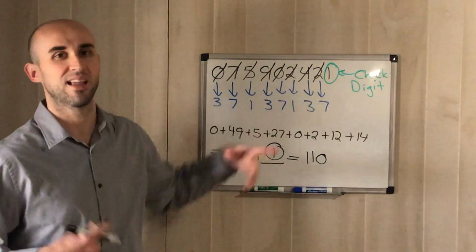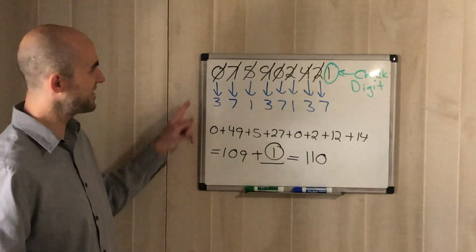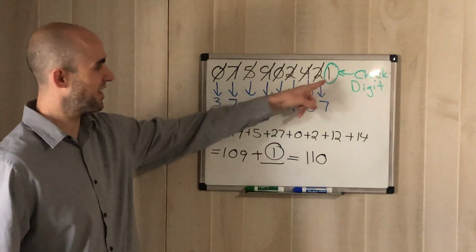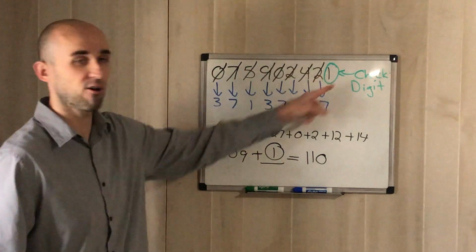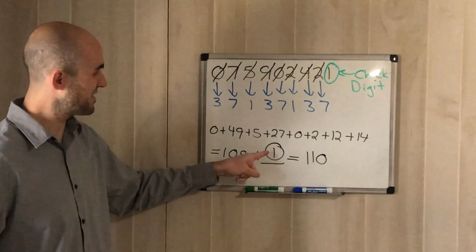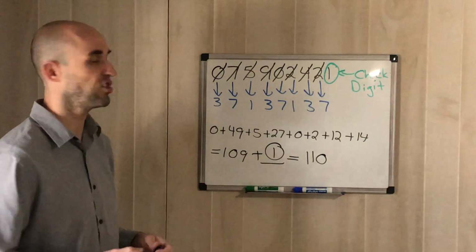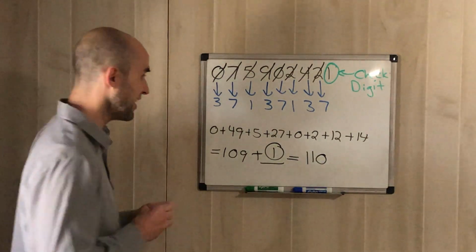That's how we know that it's right. The fact that this algorithm, when we use it, the number comes out to be the same as the check digit tells us that this entire routing number is correct. If this number was different than that, we know that there's a mistake. That's how they actually calculate the check digits on a routing number.